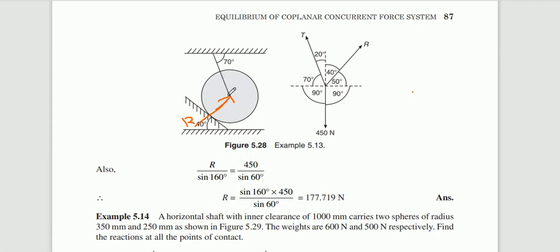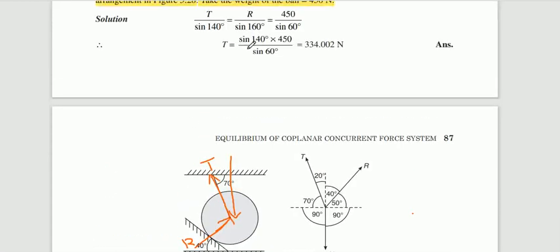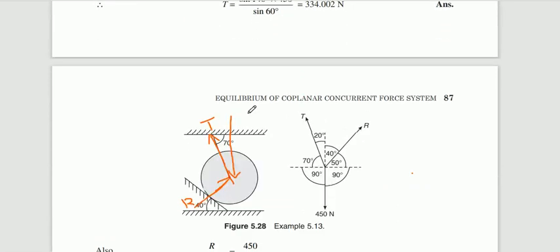Clear? Only one contact area, and it is not contacted here. Only a tension force is acting here. So a ball or a sphere is pulling from this end, and that is how tension force T is created. And the weight of the sphere is acting downward. How much weight of the sphere is given? It is 450. That is the weight of the sphere.